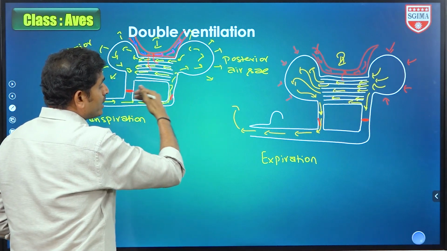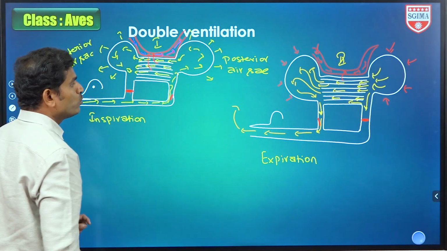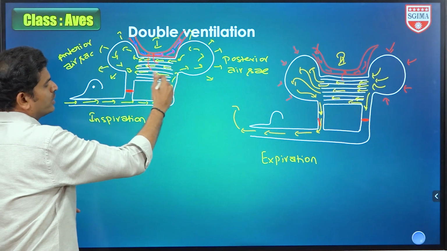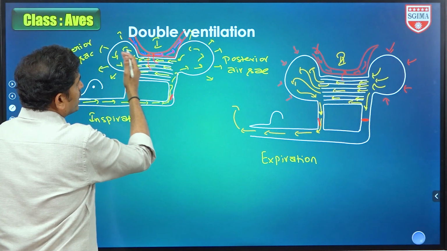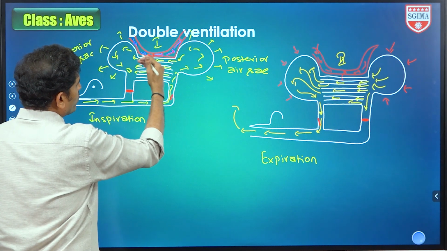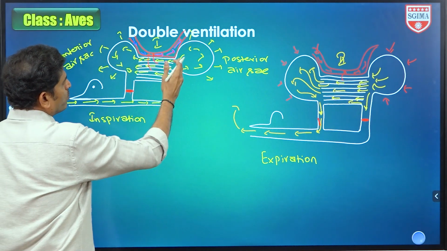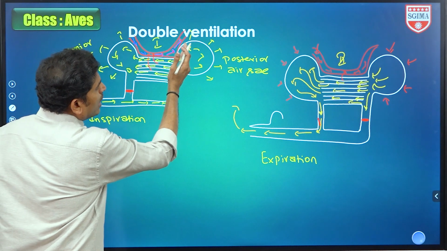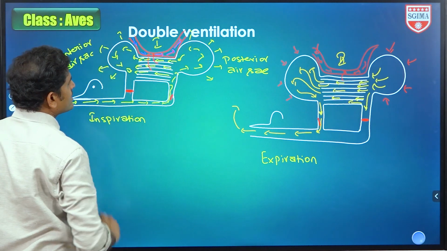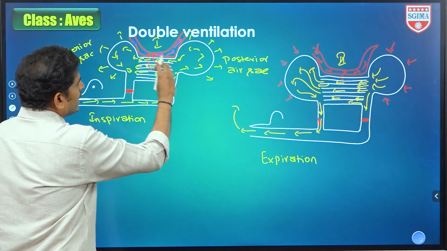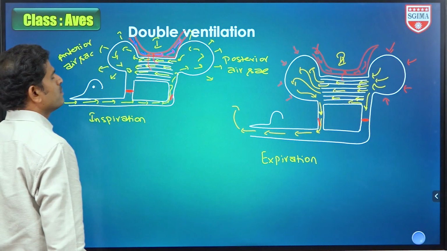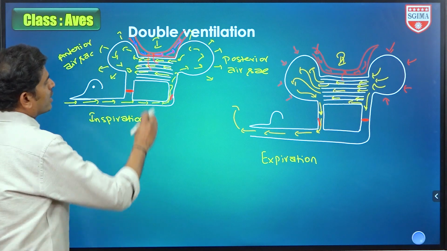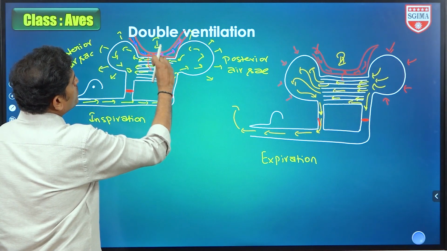Why is air coming inside here? Because there is a negative pressure, so from high pressure to low pressure air will enter. From here also, there is low pressure here, so from high pressure to low pressure air will travel. So while going from the posterior to the anterior air sacs, it travels through small narrow bronchioles, which are called parabronchi. Parabronchi, they say. So small tubes like this.